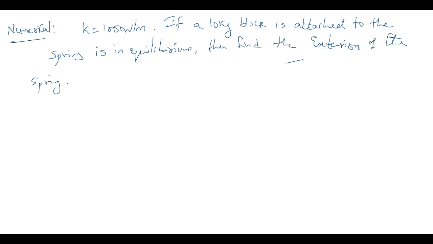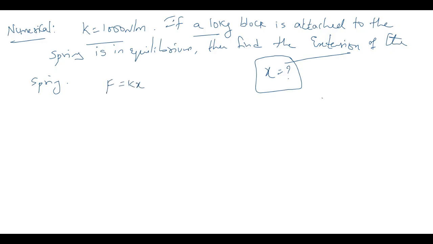So from equilibrium, if you place it and if you leave it, it will extend. Then what is the extension? So this extension is nothing but x. Extension means x value we have to find. X value we have to find how much it will extend. So extension can be known by using what formula? F is equal to k into x.